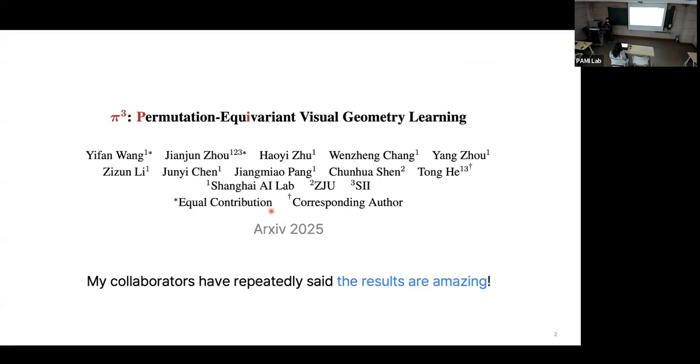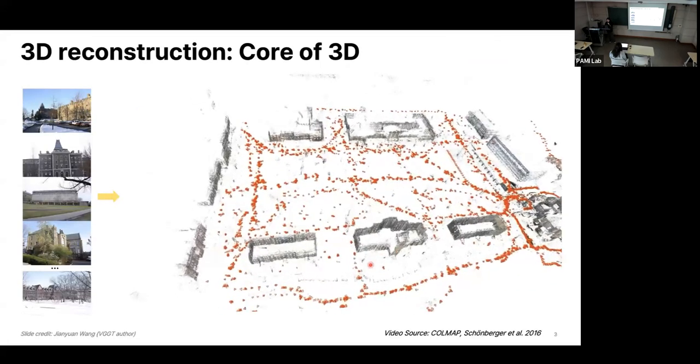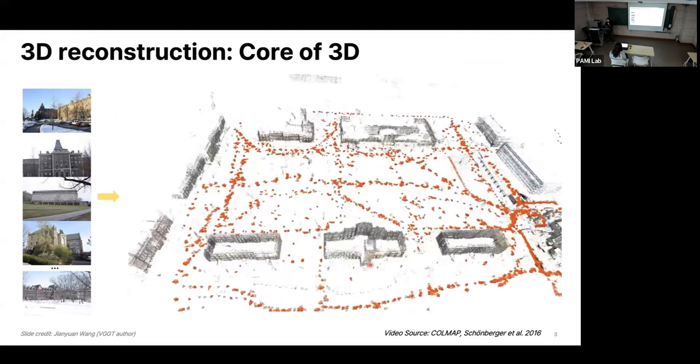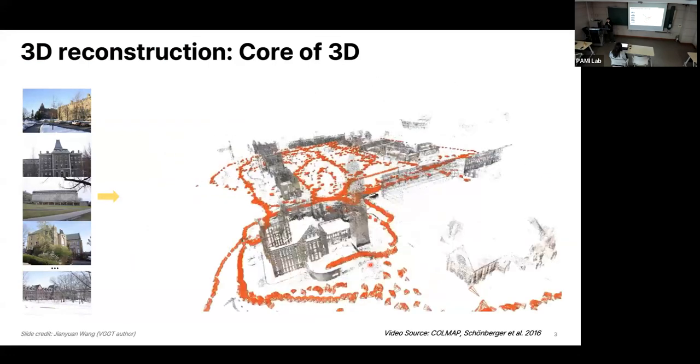I selected this paper because my research collaborators have repeatedly said that the results are really amazing. In my opinion, reconstruction quality is one of the most important aspects in the 3D reconstruction field, so today I want to introduce this paper. Reconstruction is crucial to 3D geometry and has been a key research problem for a long time.